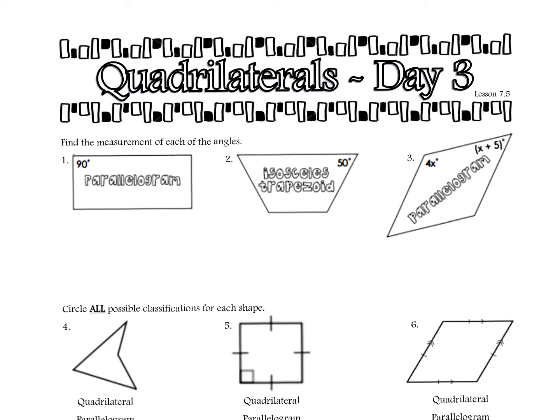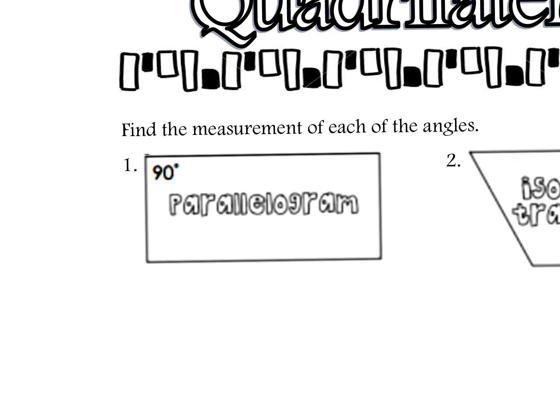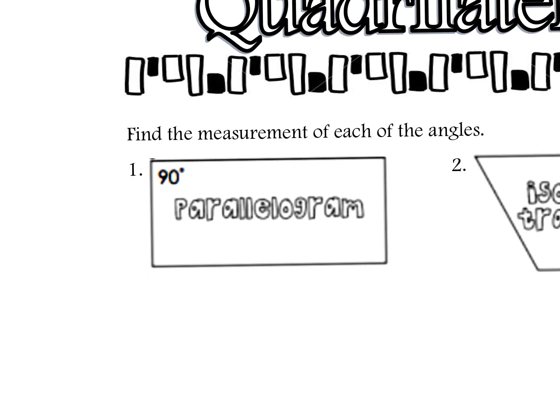Today we're going to be working on quadrilaterals, and we're going to be using application for it. So the first thing we're going to talk about is a parallelogram. It says, what's the angle of each measure. Remember, a parallelogram has opposite sides that are parallel and opposite sides that are congruent. So I have parallel sides and I have congruent sides.